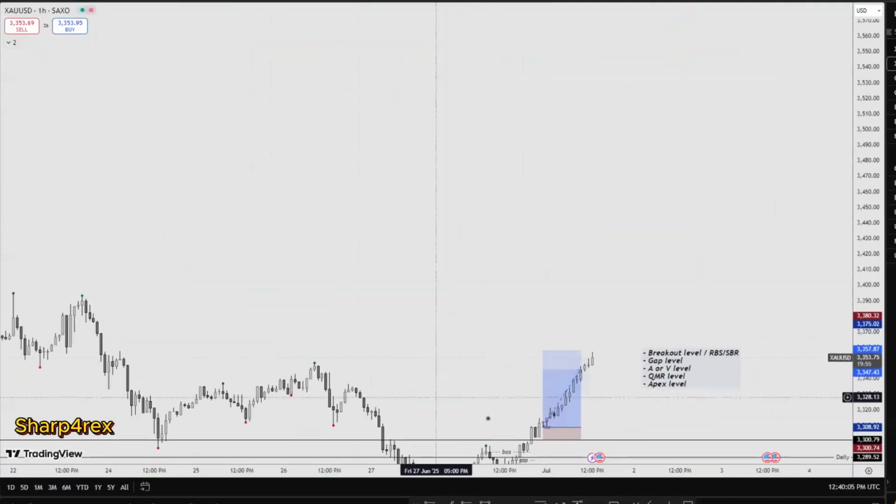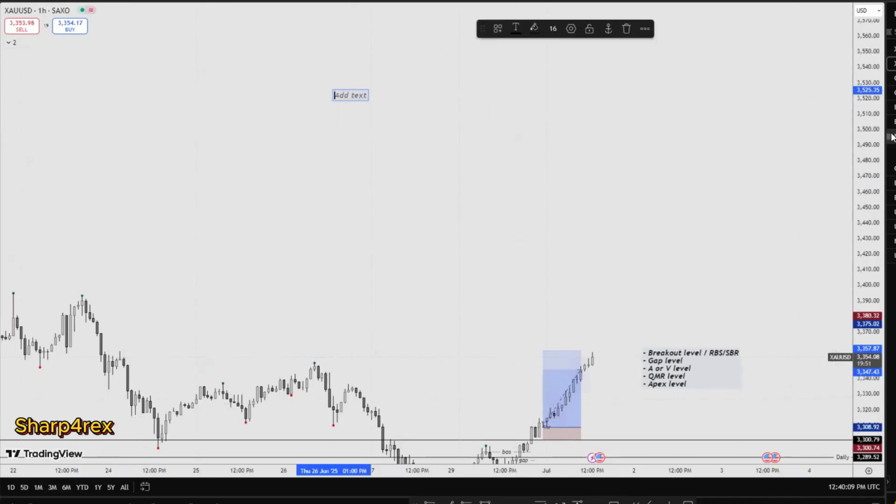Okay, so now with the CC, the CC just stands for confirmation candle. So what it means is that in looking at the CC, you are just trying to use a candle to confirm.